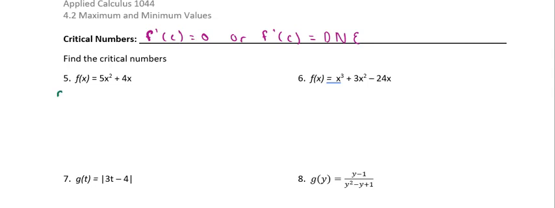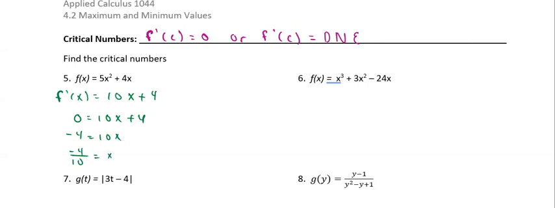So let's start with our derivative. f prime of x equals, bring down your power, 5 times 2 is 10, subtract 1, 2 minus 1 is 1, x. 4 times x, bring down your power, so 1 times 4 is 4, x to the 0, so just 4. So 10x plus 4 would be our derivative. Now we need to figure out where our derivative is equal to 0. So where does 10x plus 4 equal 0? Subtract 4 from both sides, divide both sides by 10, and it looks like we get negative 4 over 10.